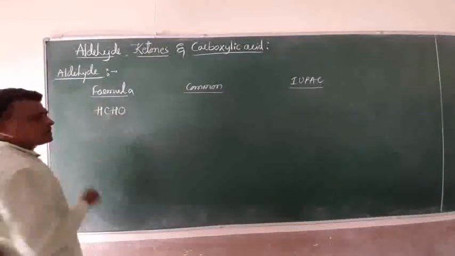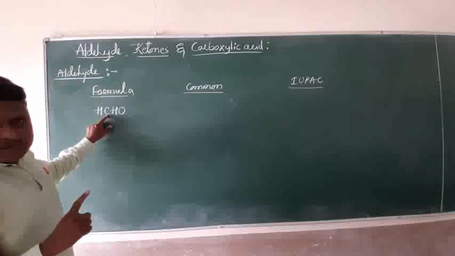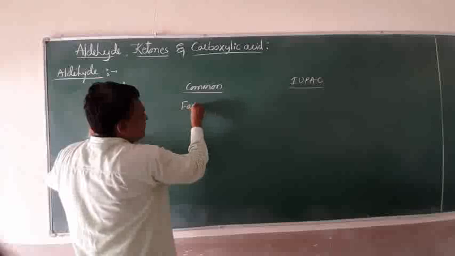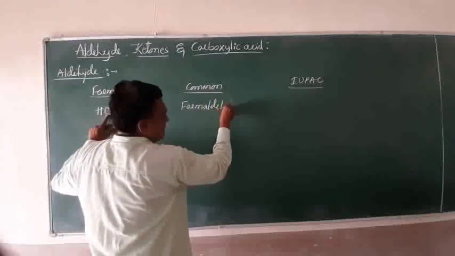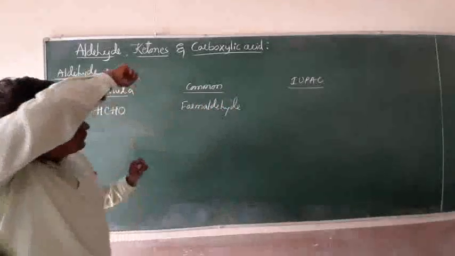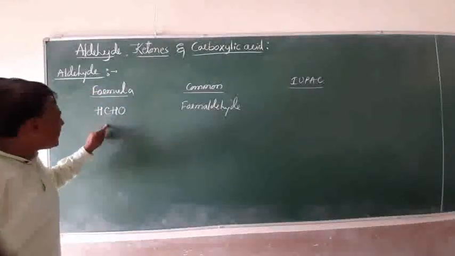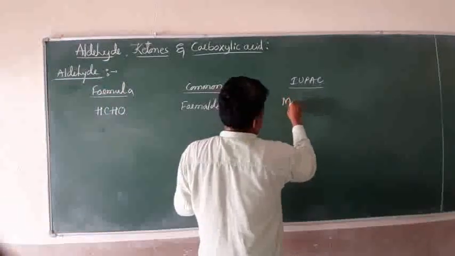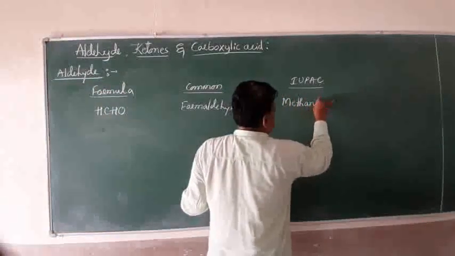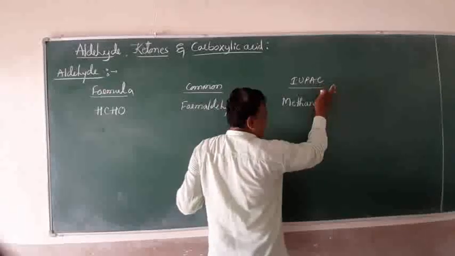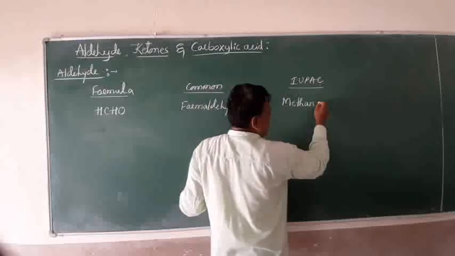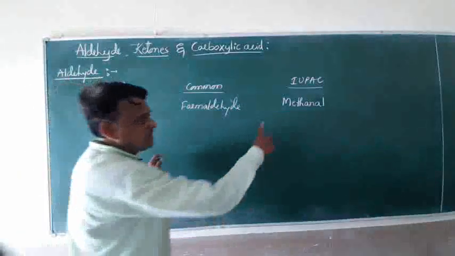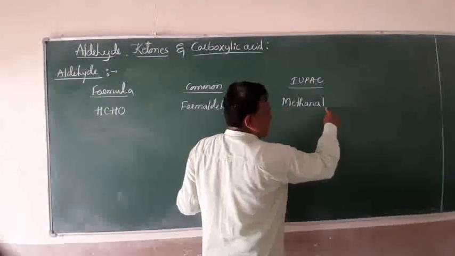So let us begin with the simplest aldehyde of our syllabus, with the formula HCHO. It contains one carbon because it is derived from formic acid. The common name of this compound is formaldehyde. It contains only one carbon atom, and one carbon is methane. The last letter E is replaced by the suffix AL, friends. With the suffix AL we pronounce it as methanal.